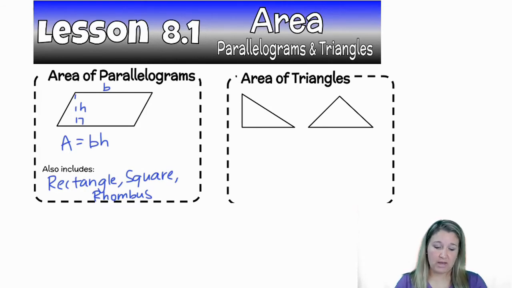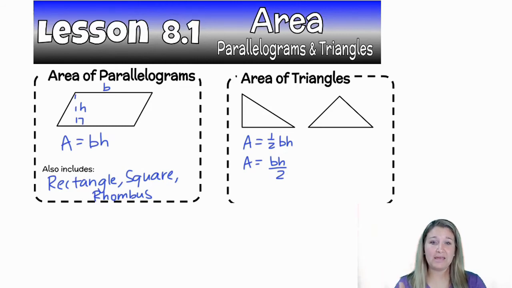So the area of a triangle, you could work it two ways. You can say 1/2 times base times height, or you can say the base times height divided by 2. Now, base and height here are about the same as a parallelogram and rectangle. If we have a right angle, we just have height and we have the base.